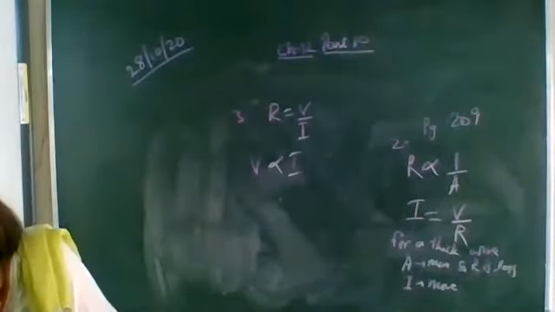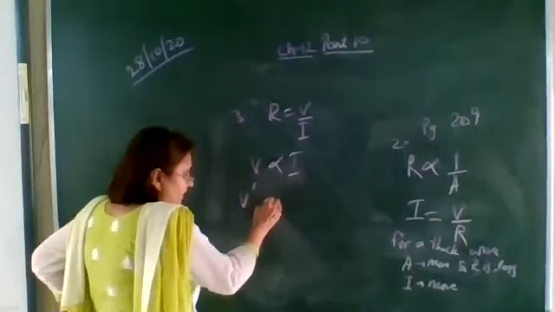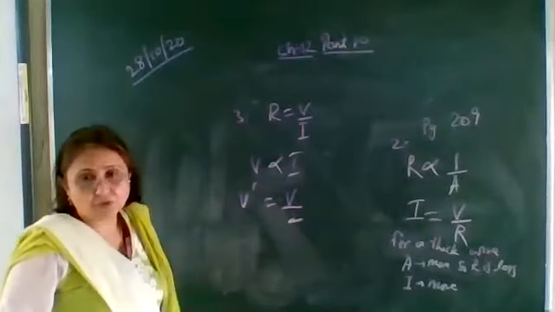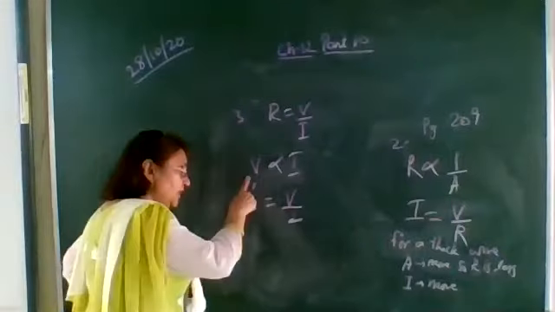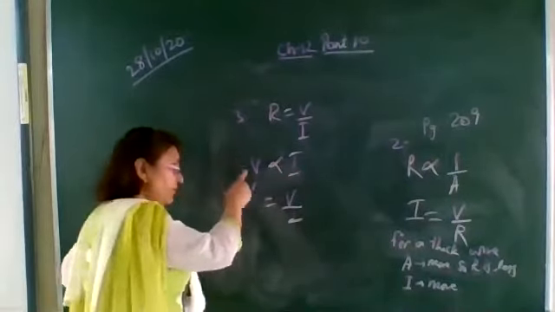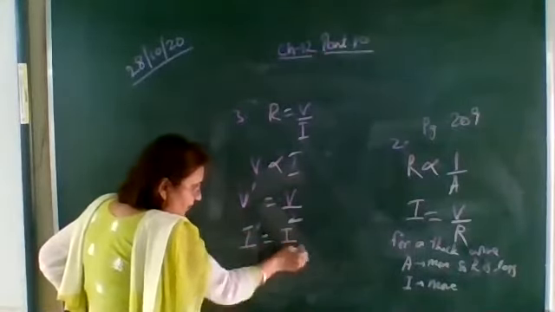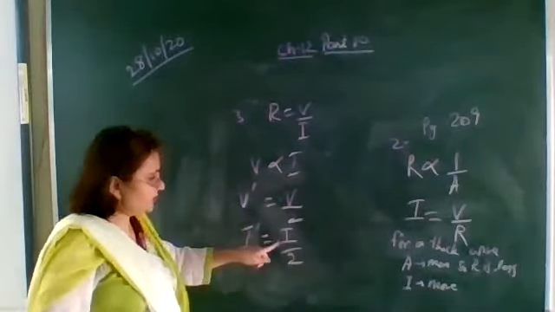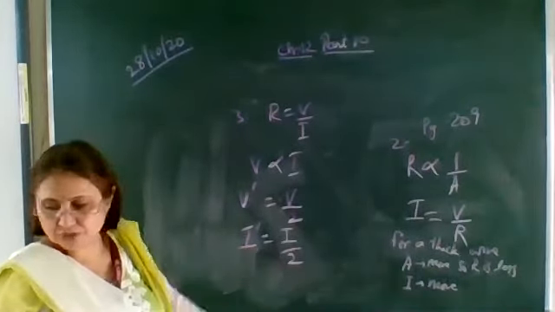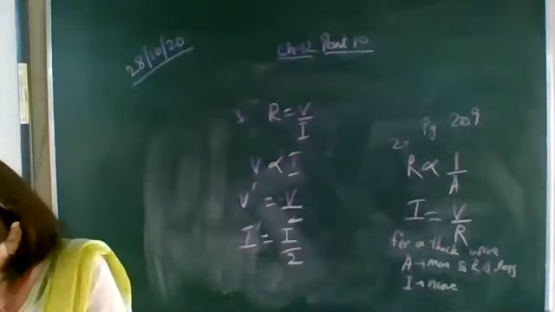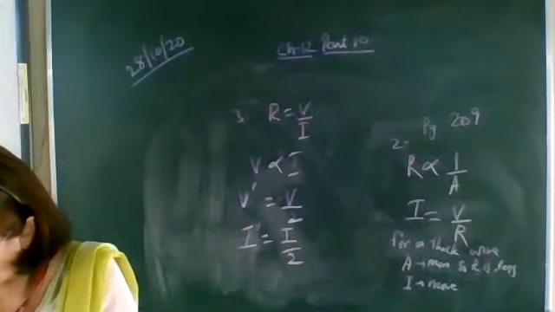Now it is given that the potential difference across the ends of the conductor decreases to half. Now the new potential difference becomes V by 2. What will be the effect on the current? As V is directly proportional to I, if V increases, I also increases by the same amount. If V decreases, I also decreases by the same amount. So now the current I dash will be equal to I by 2. Current also will become half of the former value. So what change will occur in the current? The current is half.